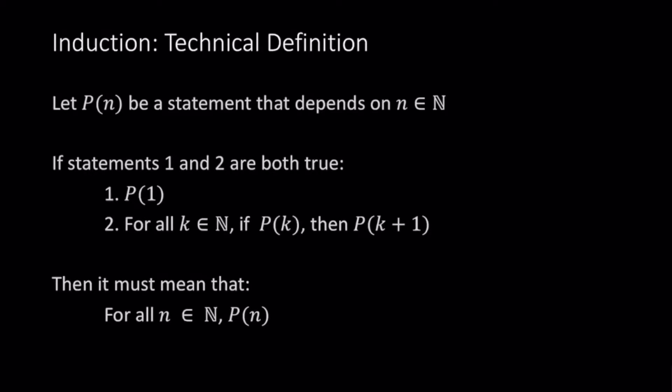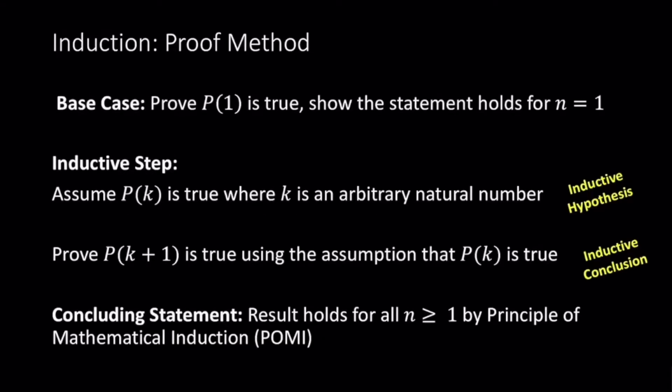So say we have this statement, call it P, and we say that it depends on n, where n is a natural number. If we could show that statements 1 and 2 are true, where 1 is that P of 1 is true, so just that it's true for n equals 1. And if we could show that for all k, where k is a natural number, if P of k is true, then P of k plus 1 is true, then we have proven that for all n, where n is a natural number, P of n is true. So apart from the definition, this is how we actually go about using induction in our mathematical proofs.